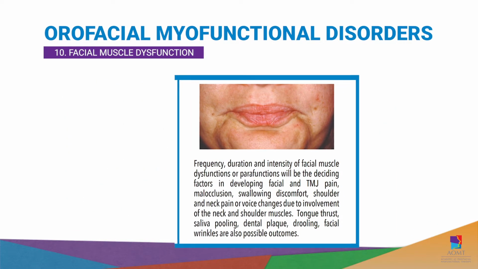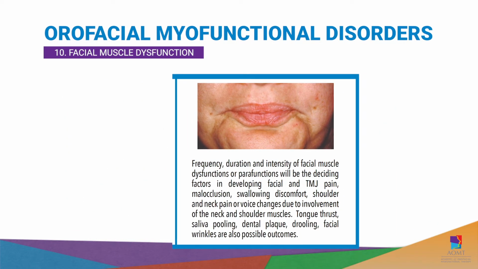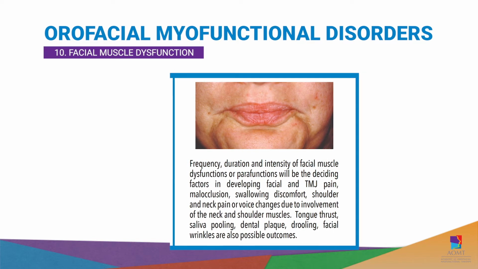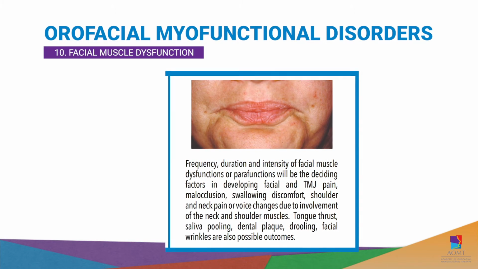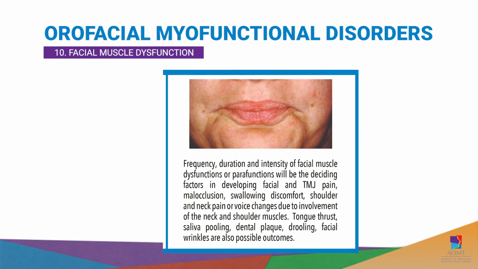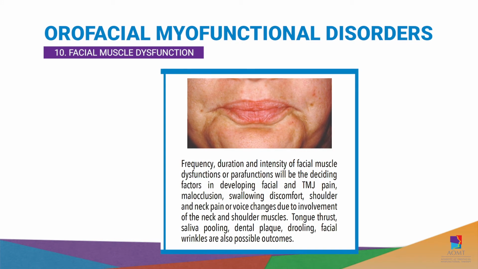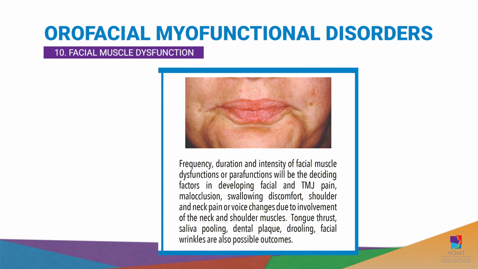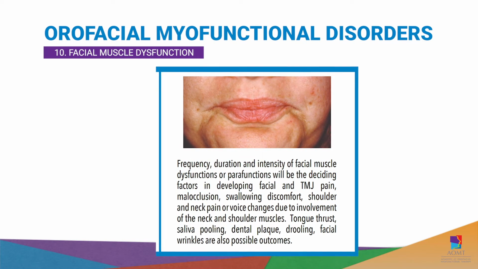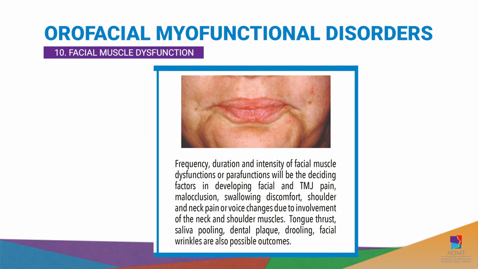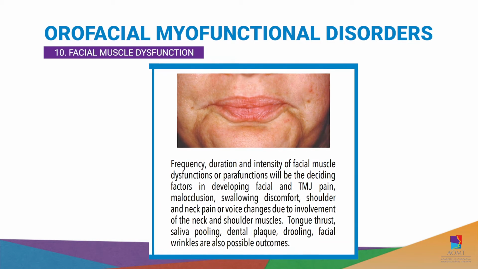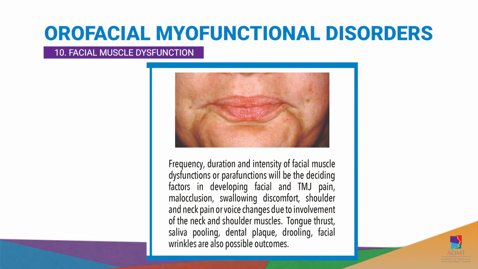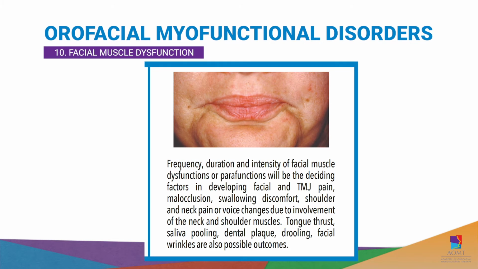Untreated. Frequency, duration, and intensity of facial muscle dysfunctions or parafunctions will be the deciding factors in developing facial and TMJ pain, malocclusion, swallowing discomfort, shoulder and neck pain, or voice changes due to the involvement of the neck and shoulder muscles. Tongue thrust, saliva pooling, dental plaque, drooling, and facial muscles are also possible outcomes.